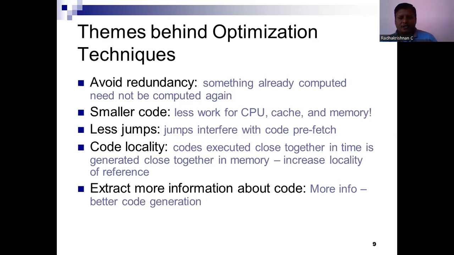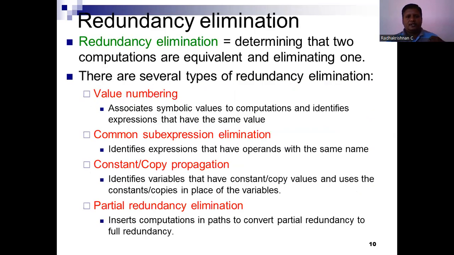And extract more information about the code. More information means better code generation, so more instructions can be generated. Redundancy elimination means determining that two computations are equivalent and eliminating one. For example, as I explained just before, line number 5 is A equal to B plus C and line number 10 is A equal to B plus C, both the same value. So we need to eliminate the 10th line. That is the concept of eliminating one.